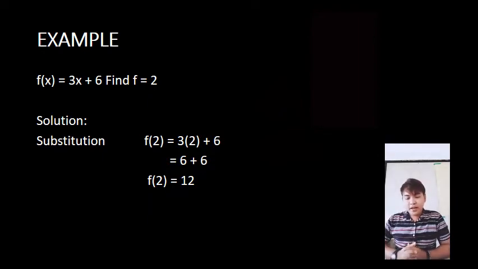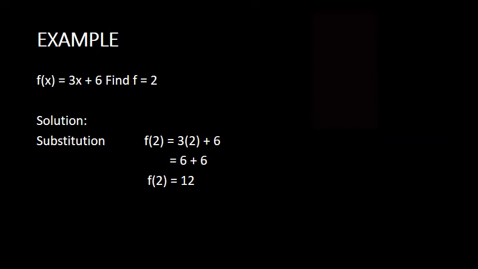Given that f of x is equal to 3x plus 6, find f of 2. To find the answer, we will substitute the value of x into the given equation, and it will give us 3 times 2 plus 6. Then evaluate the equation. We will have 6 plus 6, and our f of 2 is equal to 12.